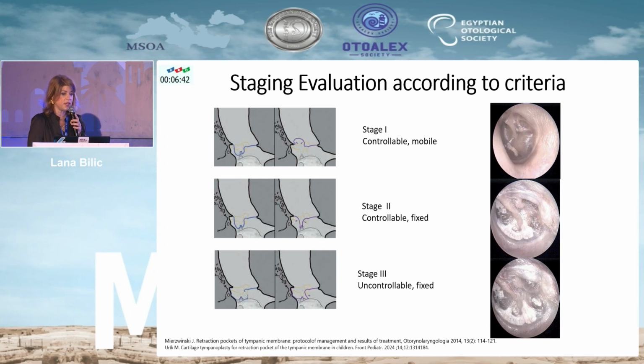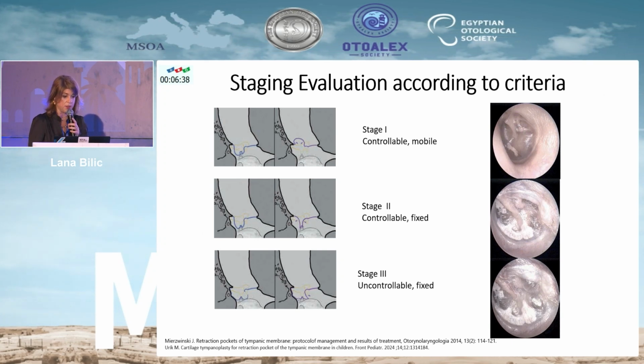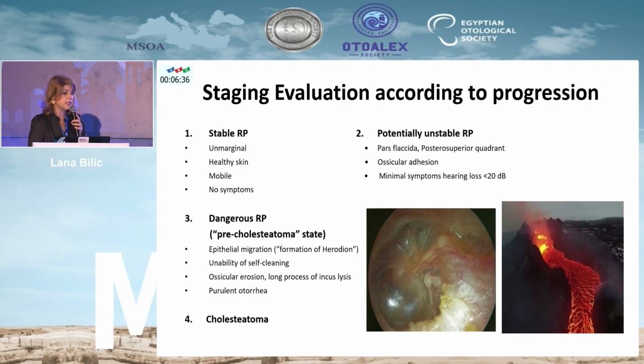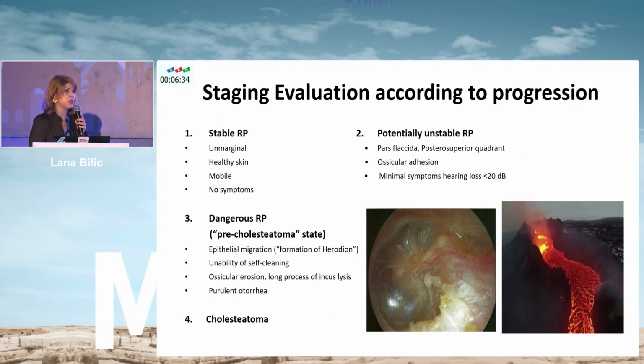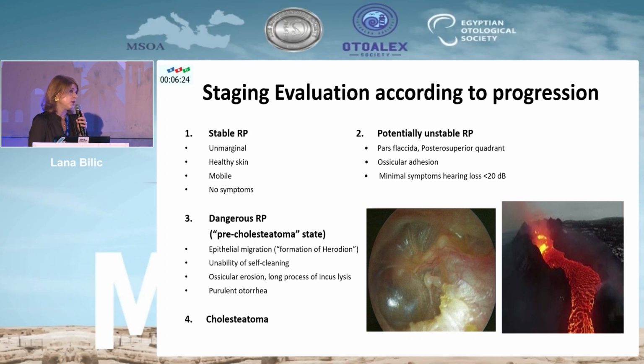This is a classification which is very similar to Charachon classification in 3 stages. And this is a classification according to progression. As we said, the progression is very important in retraction pockets. So we are very aware what to do in stage 1, in stage 3, and stage 4, because in stage 1 we will definitely perform, in many cases, watchful waiting. In stage 3 and 4, we will definitely operate.